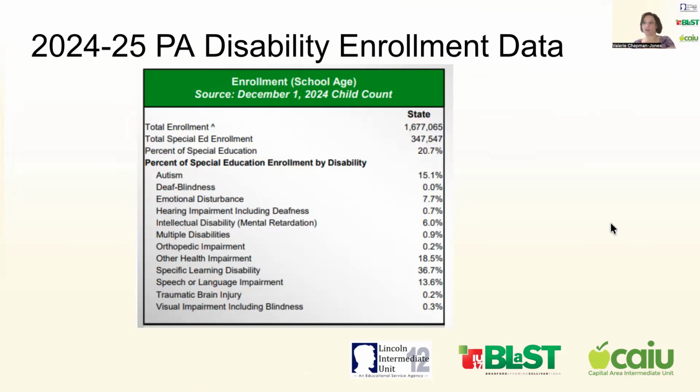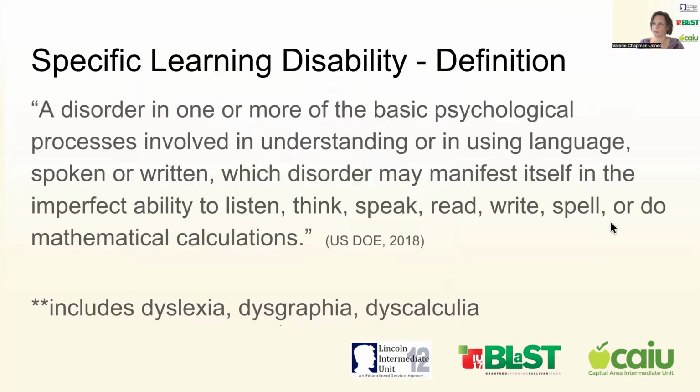And again, as I said earlier, they kind of include hearing impairment, including deafness, even though those are two different categories. And you can look at the percentages and look in your head, which one of these are high incidence disabilities? Which one of these are low incidence disabilities? Let's start with specific learning disability, which is a high incidence.